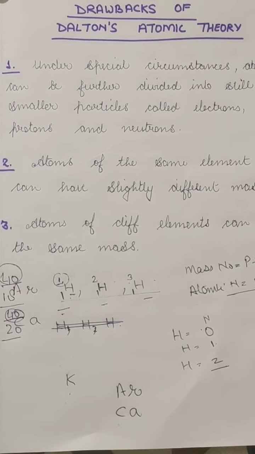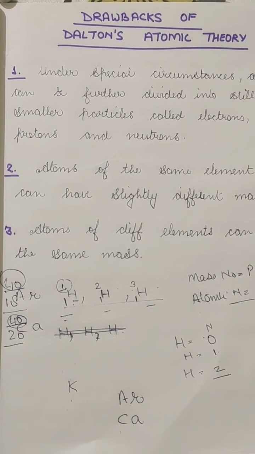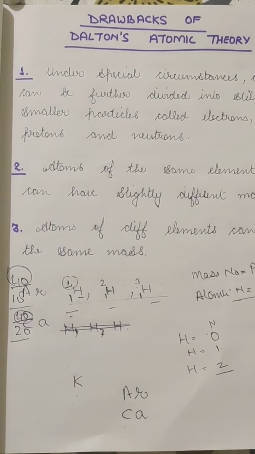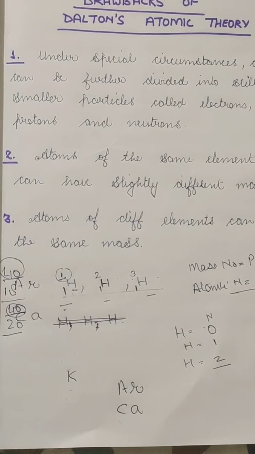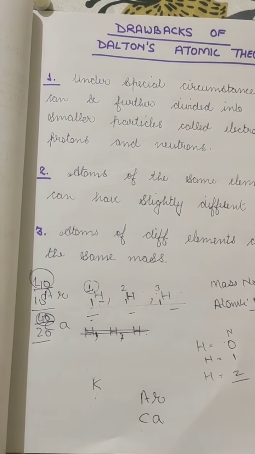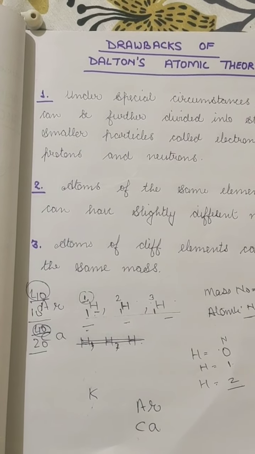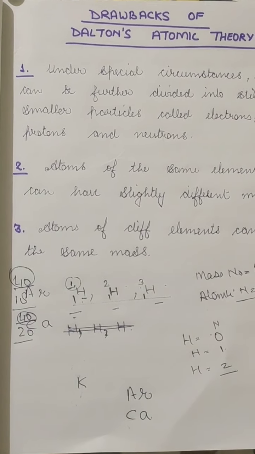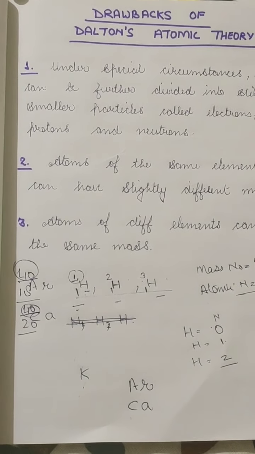So this was wrong. Atoms of the same element can have different masses. And then he said atoms of different elements always have different masses, but no, atoms of different elements can have the same masses. And the third one was that atoms cannot be divided further. But they can be divided further into protons, neutrons, and electrons.